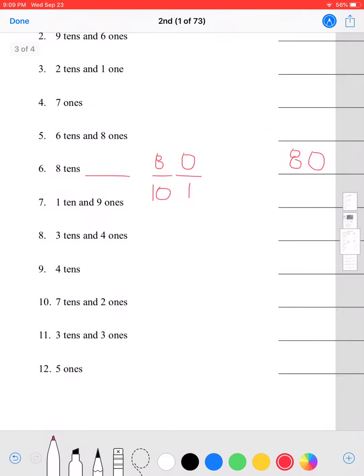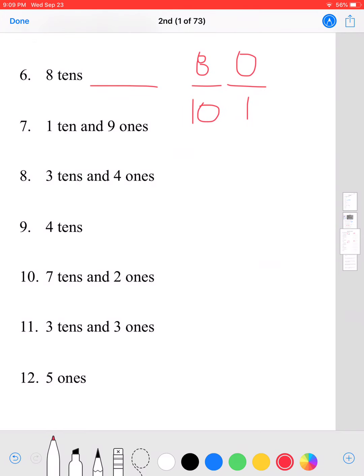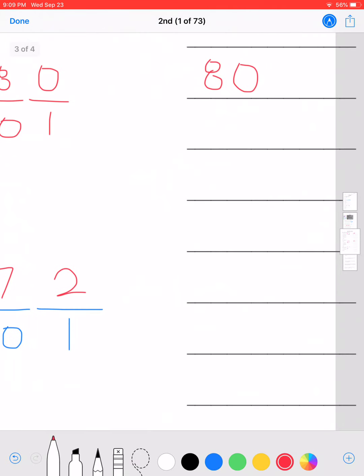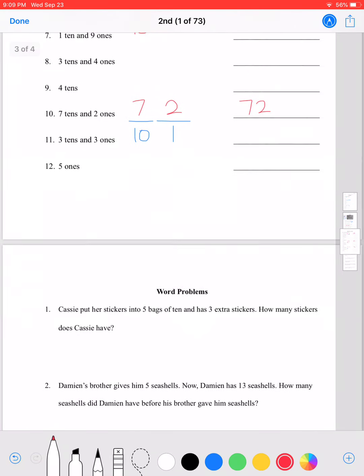We'll do one more. Again, we're going to draw the place values. This is the tens place. This is the ones. We have 7 tens and 2 ones. So that's the number 72. So that's what this question is asking.